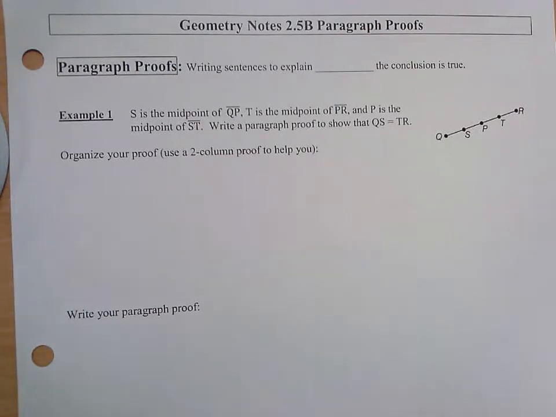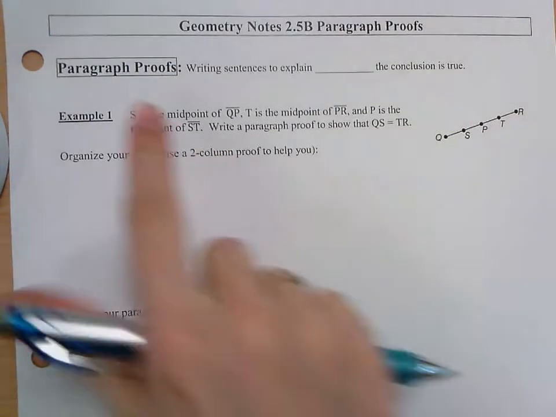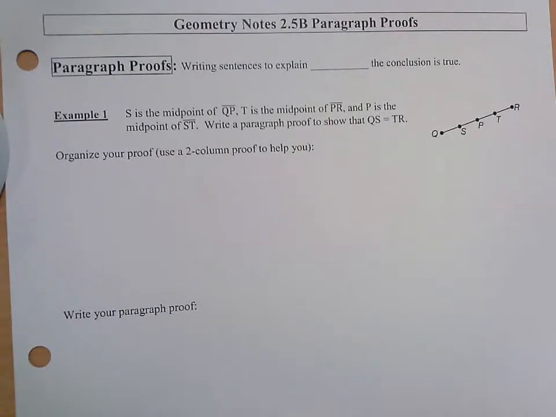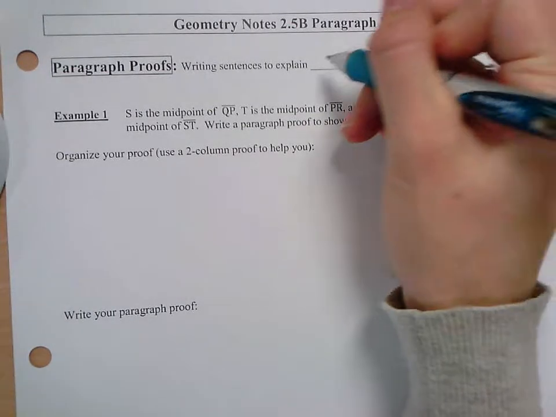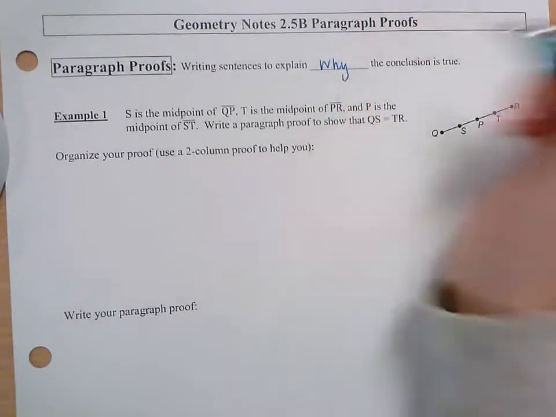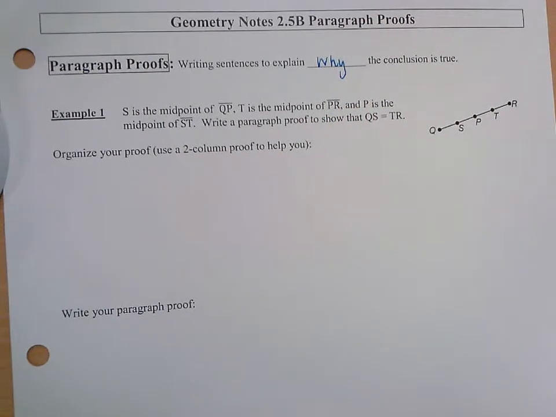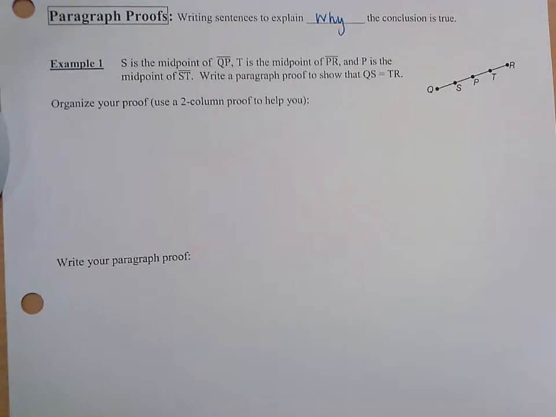Paragraph proofs. As you can imagine, it's kind of like taking your 2-column proof and putting it into sentences to write it as a paragraph. So it's writing sentences to explain why a conclusion is true. Basically, it's taking your 2-column proof, and each line that you have is a sentence. That's why we're going to set up a 2-column proof to help us organize our thoughts for this.